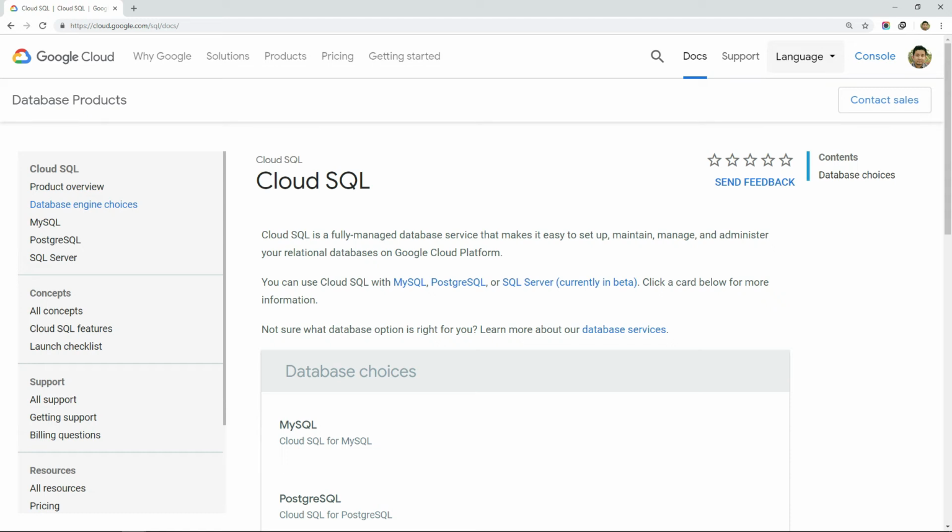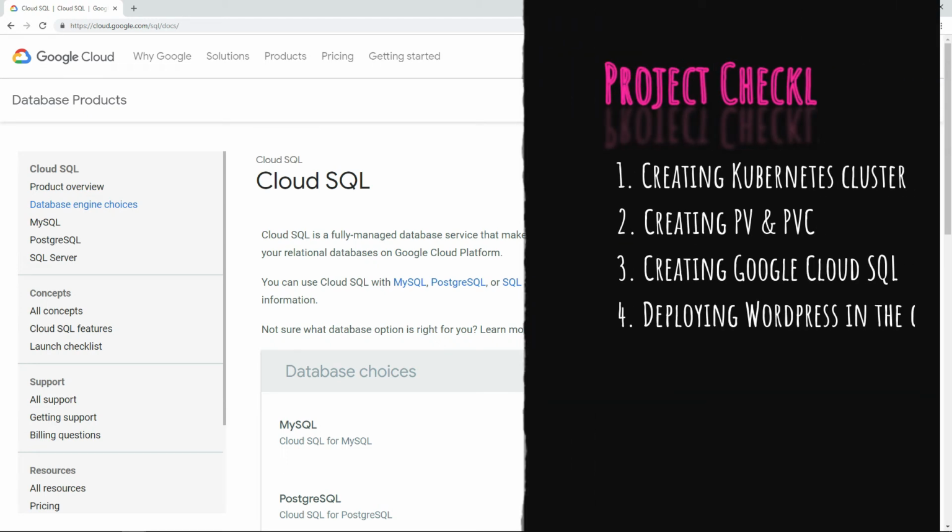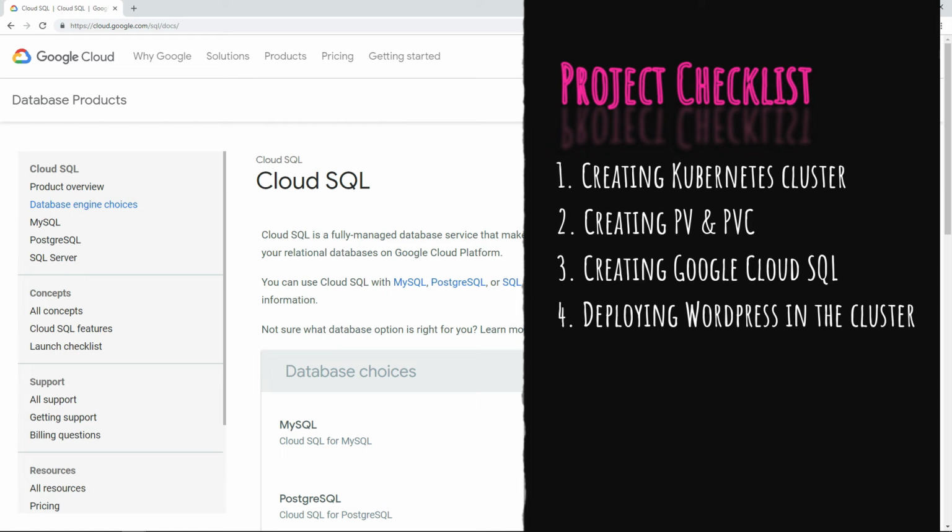Basically, from first to last, we will go through the following steps to deploy our application within the Kubernetes cluster. First, we will create a Kubernetes cluster using Google Kubernetes Engine. Then, we will create a persistent volume and persistent volume claim that will be backed by Google Persistent Disk. We will also create a Cloud SQL as a MySQL database. Eventually, we will deploy and set up our desired WordPress application within the cluster. That's it. Now let's move on.